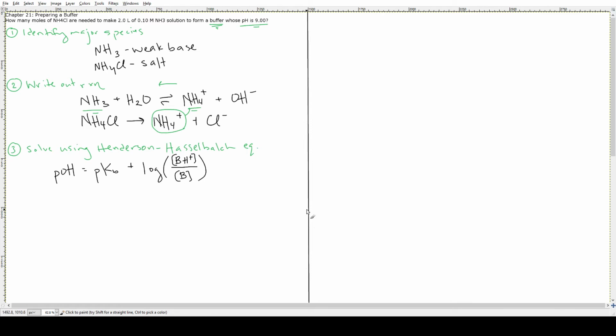That would work. Okay, so do we know the pOH? Not really, but we do know pH. So pOH is equal to 14 minus the pH. So our pOH is going to be equal to 5.00. Okay, so I've got that. Now, 5.00 is equal to the pKb. So what does the p mean here? The p means negative log.